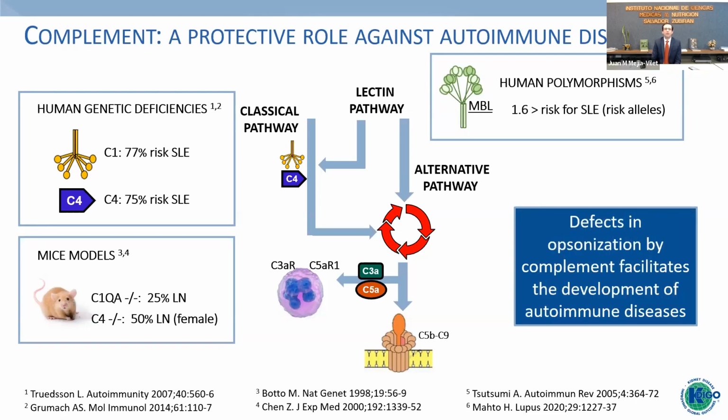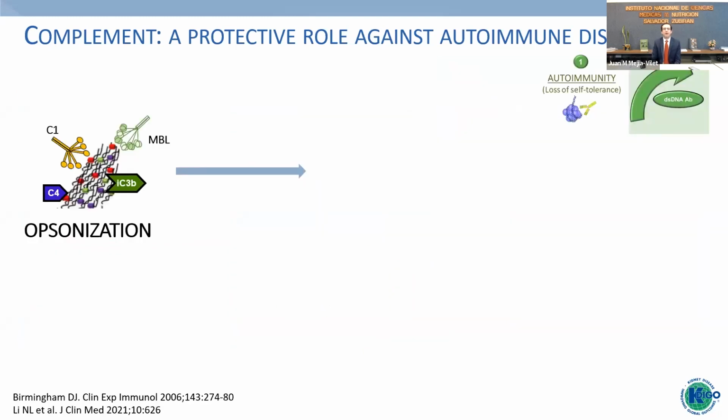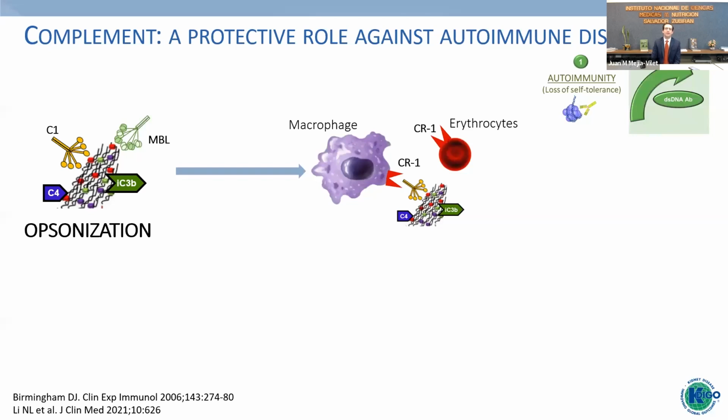The defects in opsonization, and this is on particles in the early classical or lectin pathway, facilitate the development of autoimmune diseases. And this happens because these particles usually bind to cellular debris in the circulation, and once bound, they mark this cellular debris for removal by macrophages, erythrocytes, or any cell that has the complement receptors. In fact, in the circulation, 90% of the CR1 receptor is in the erythrocytes. And interestingly, CR1 is also present in the podocytes.